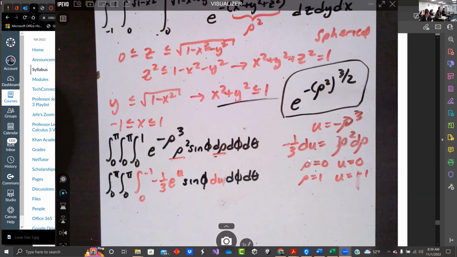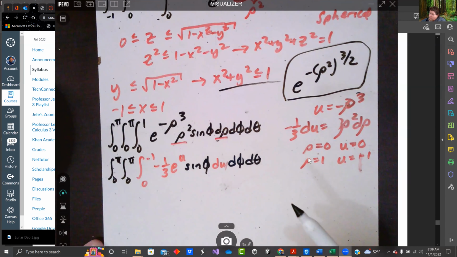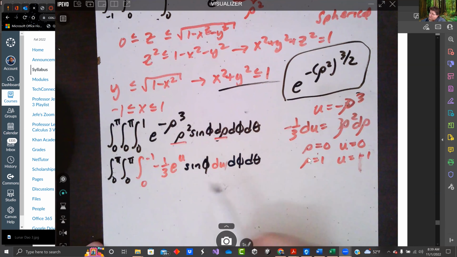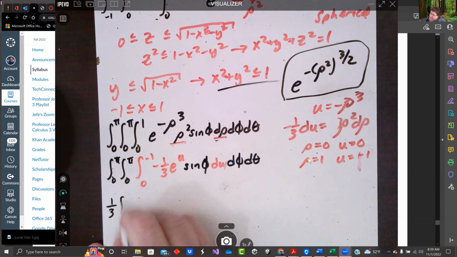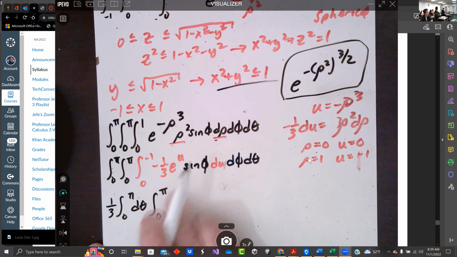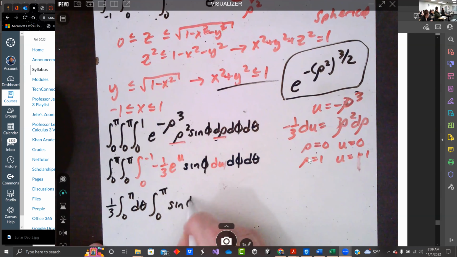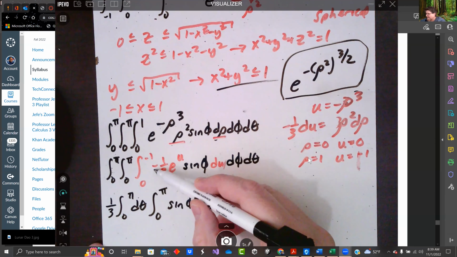So the red part is what changed there. This has become separable. None of the functions are in terms of anything else. It's a product. I'm gonna put the 1/3 out front. I got 0 to pi d theta, and 0 to pi sine phi d phi. And the negative, I'm going to deal with right now by flipping that integral.